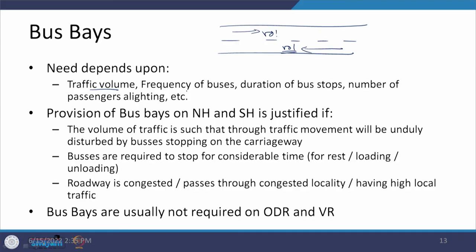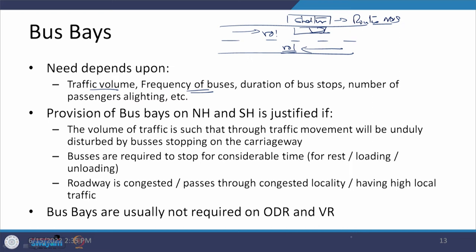The frequency of buses: every 5 minutes there is a bus, because if you have a bus shelter here, there is always a possibility that there are a number of routes for which the bus comes and stops at this particular location. So, it may happen that every 5 minutes there is going to be a bus at this location, and if we are parking the bus in this form, then this is going to create an issue.